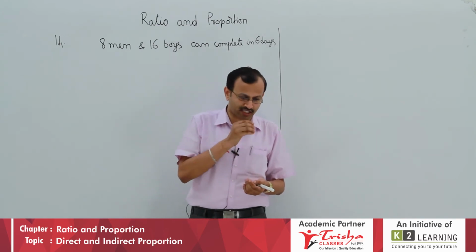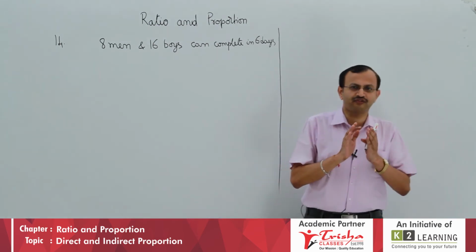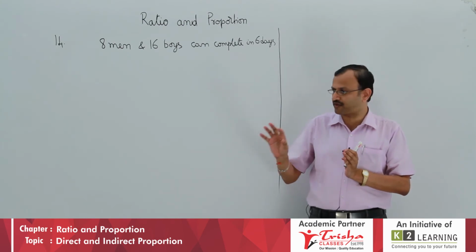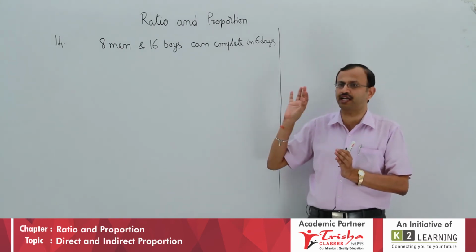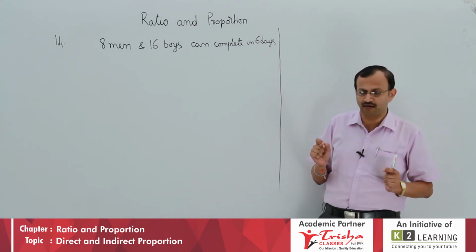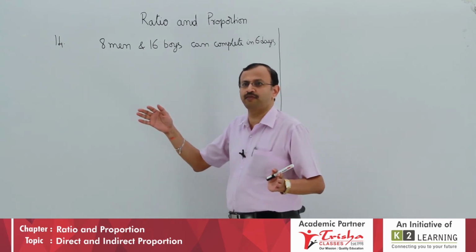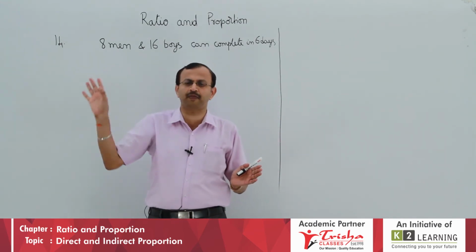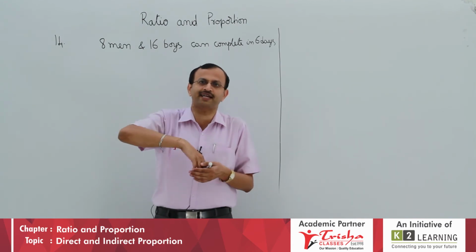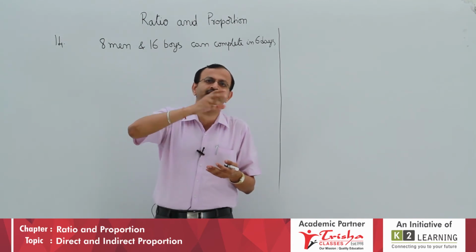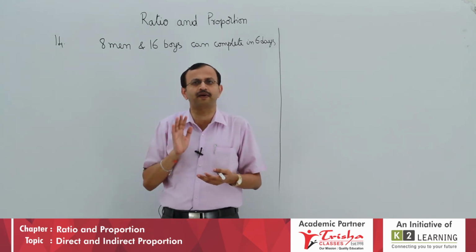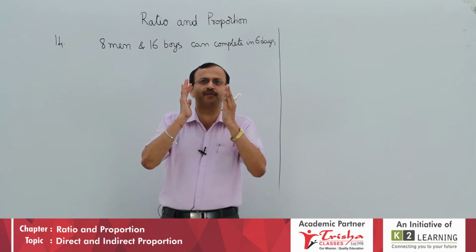I will give one more example. 5 friends together can complete a painting in 10 days. But you don't have 10 days, you want to complete the entire painting in 1 day. That means the number of workers should be 10 times. 5 into 10, 50 persons can complete the painting in 1 day. This is how you have to keep it in your mind.